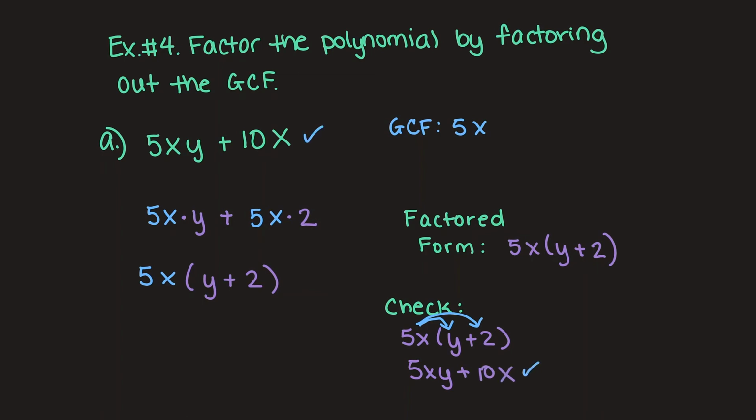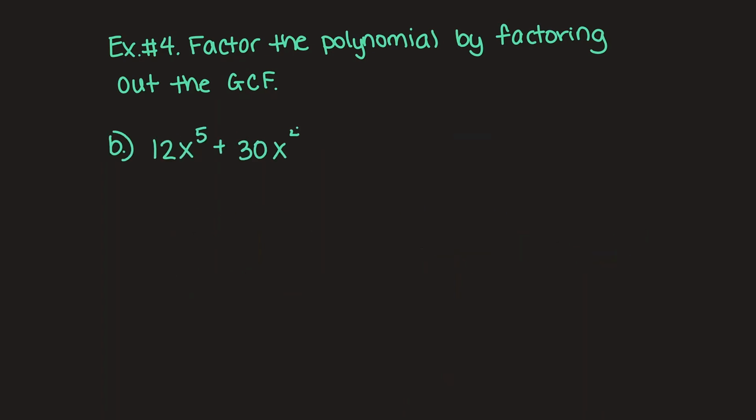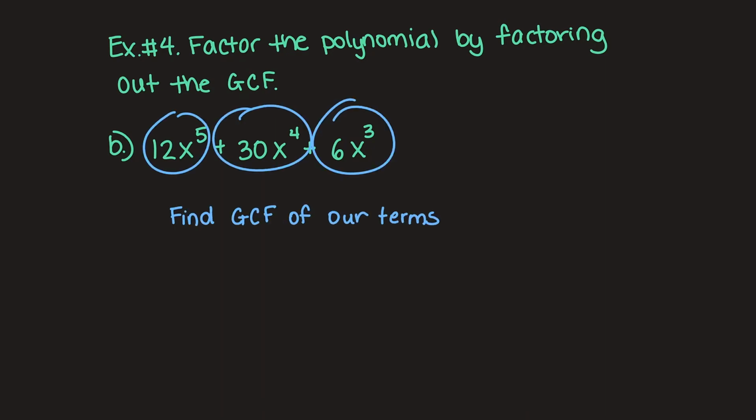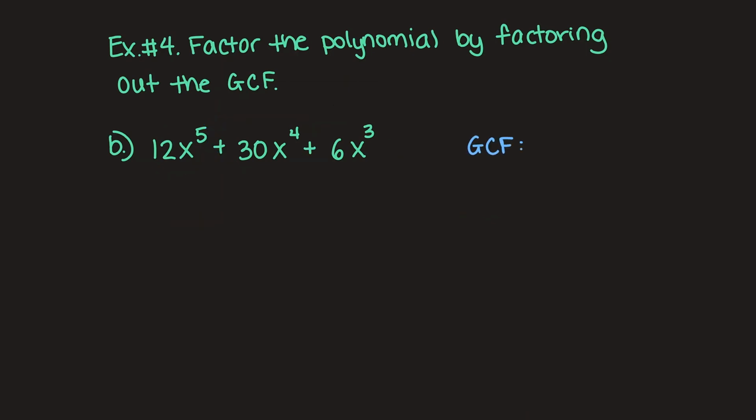Multiplying this out, we get our original polynomial. Therefore, this is the correct factored form. For the next example, we apply the same procedure. We must first find the GCF of our terms. This will be 6x cubed.